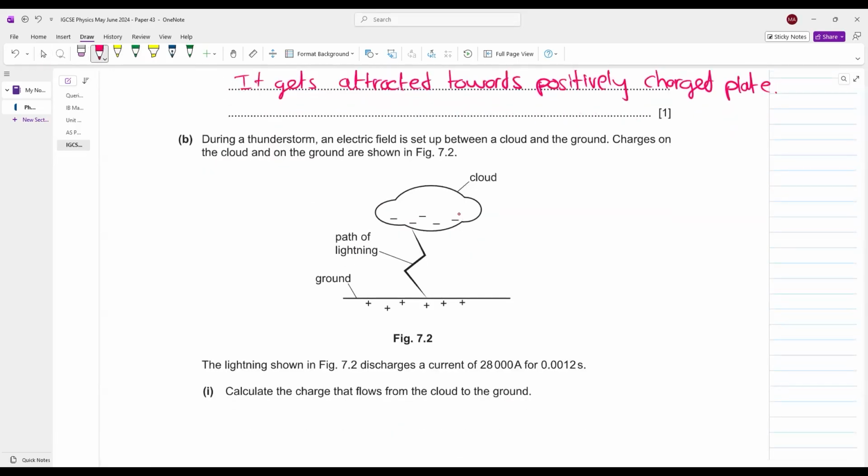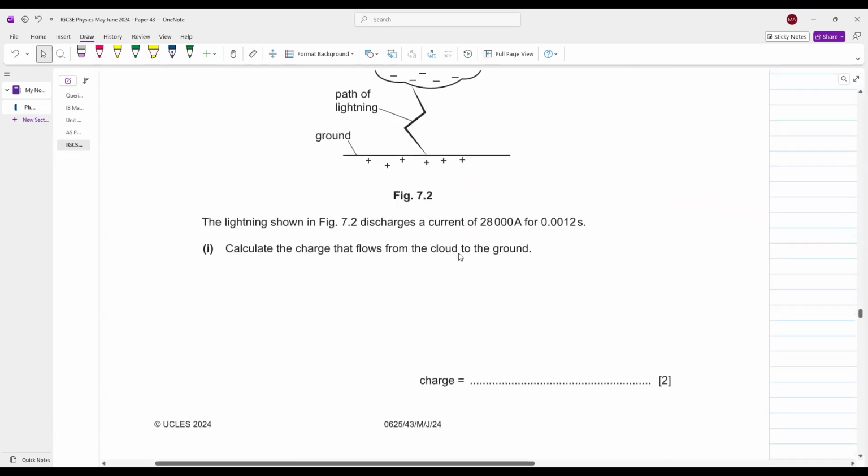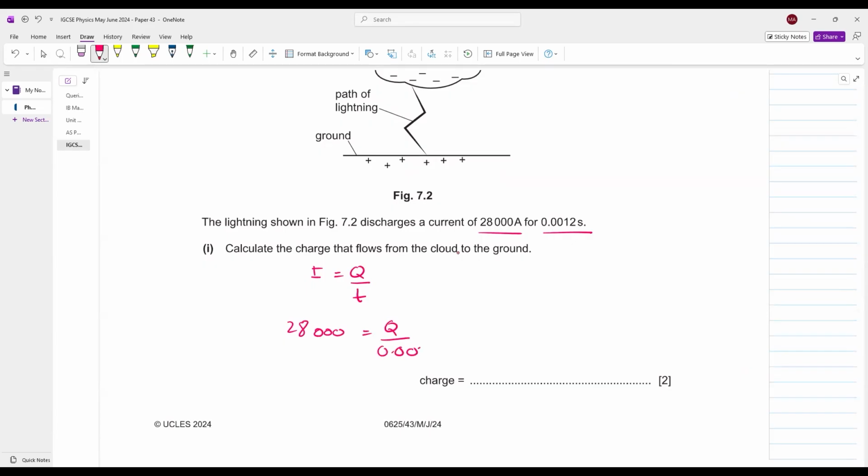During a thunderstorm, an electric field is set up between a cloud and the ground. Charges on the cloud and on the ground are shown in figure 7.2. Perfect. The lightning shown in figure 7.2 discharges a current of this for a time period of this. You have to calculate the charge that flows from the cloud to the ground. Current is equals to charge over time. Current क्या है? 28,000. Charge ये आ गया. Time क्या आ गया? 0.0012.